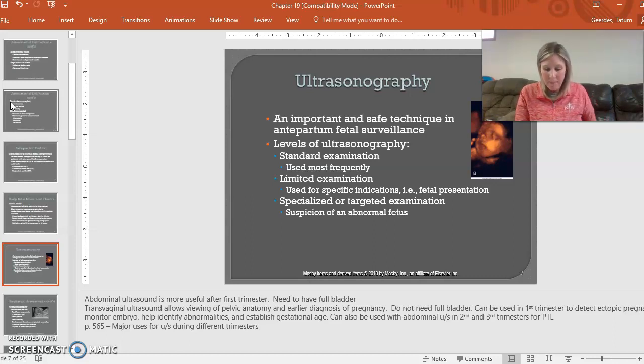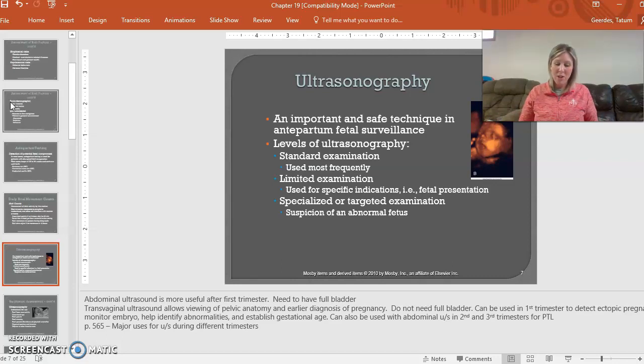So basically, usually the abdominal ultrasound is more useful after that first trimester, but she does need to have a full bladder just because that's going to place that uterus more upward for better visualization. But remember that right after that first trimester, the uterus becomes an abdominal organ, and that's why we use an abdominal ultrasound after that first trimester of pregnancy. So what happens is transmission gel is placed on the abdomen, and that is used to enhance transmission and reception of those sound waves to create a better picture of the baby.